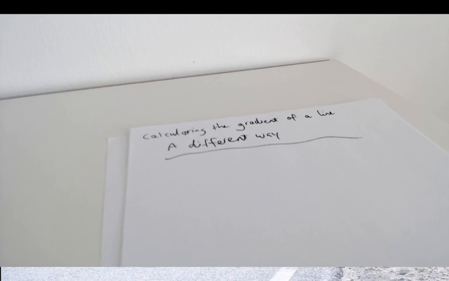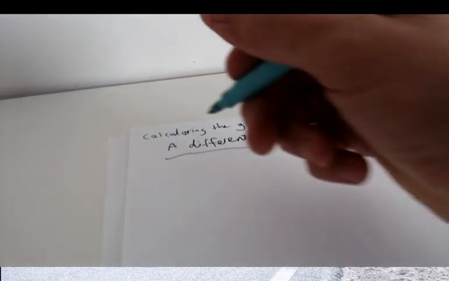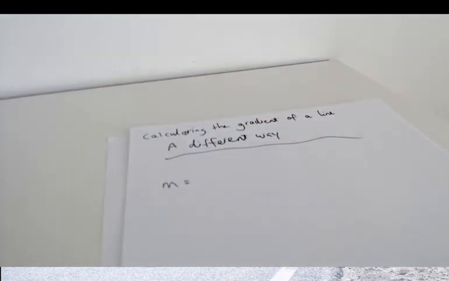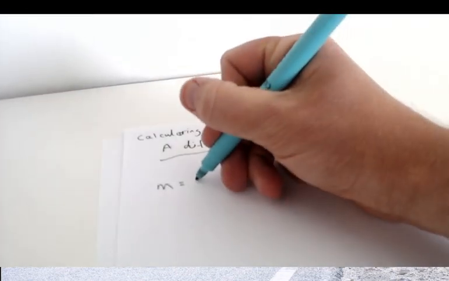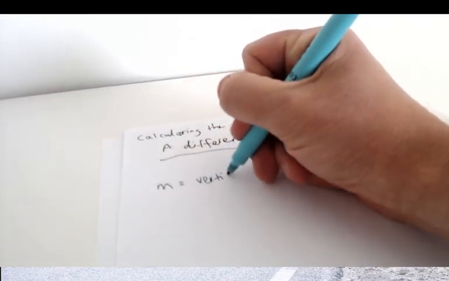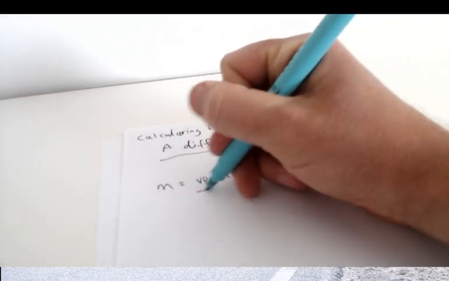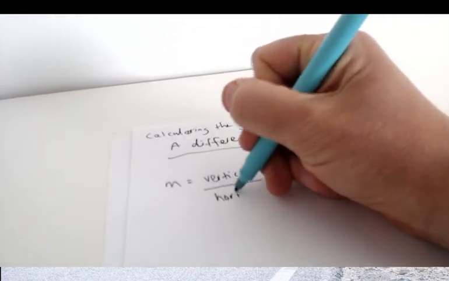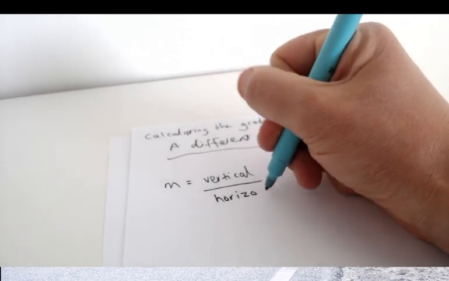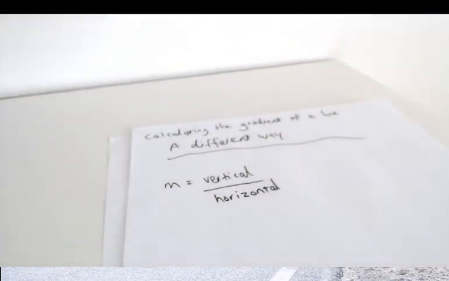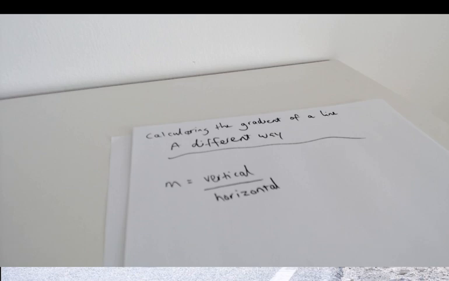Okay, to begin with, let's go backwards and revisit something that you already know. The gradient of a line. How do we calculate the gradient of a line? Well, you know the gradient formula, but before that, we recapped it in the previous lesson as well. The gradient formula is actually the vertical divided by the horizontal.